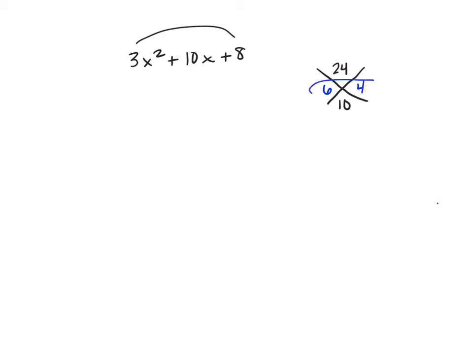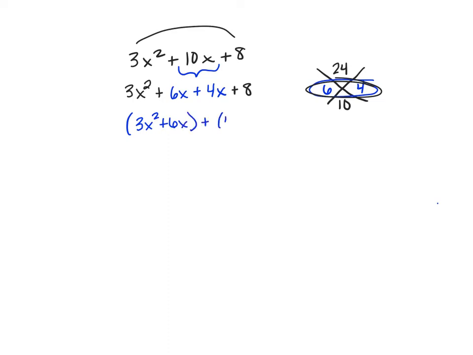What we're going to do with these numbers is rewrite the 10x using the 6 and the 4. So the 10x is now going to become 6x plus 4x. And now we've taken our trinomial and rewritten it with 4 terms instead of 3, using what we found with our x. To do factor by grouping, we're going to break this into 2 groups. So 3x squared plus 6x is one group, and then we'll have the 4x plus 8 in the other group. And then we're going to factor out our common factors.